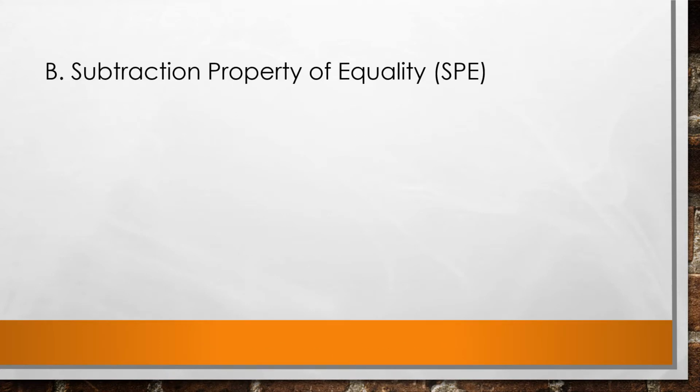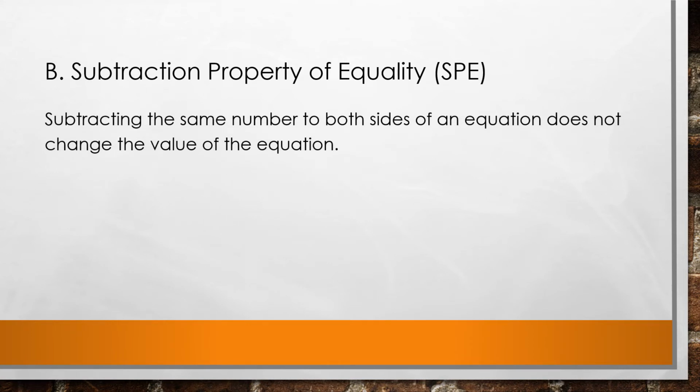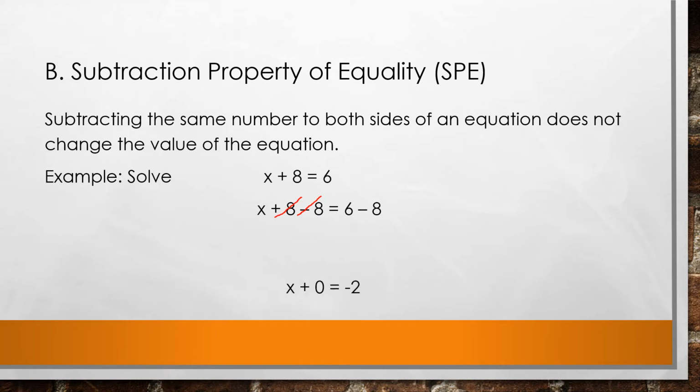Next, we have the second property, which is subtraction property of equality. Subtracting the same number from both sides of the equation does not change the value of the equation. For example, x plus 8 is equals to 6. So we need to subtract both sides by 8. So this will cancel. Then 6 minus 8 is equals to negative 2. Okay, right?